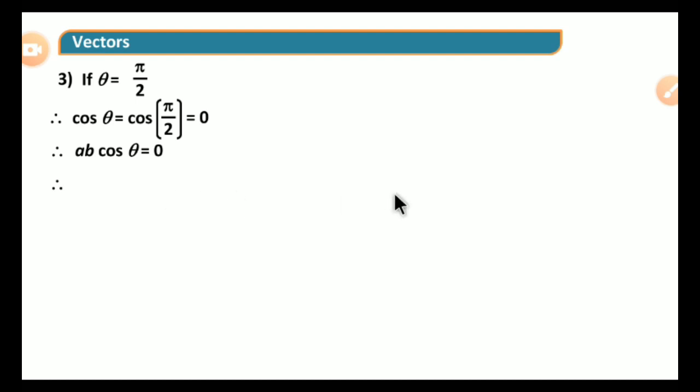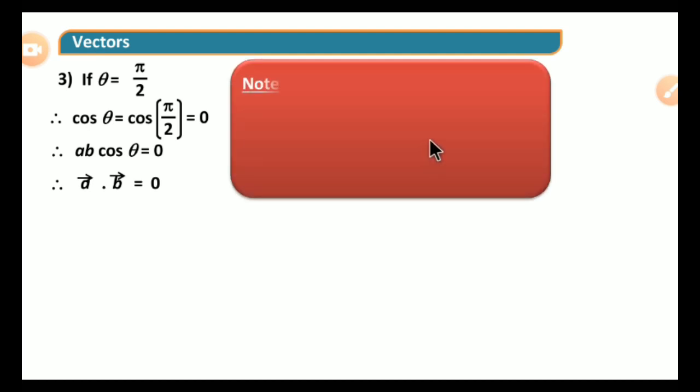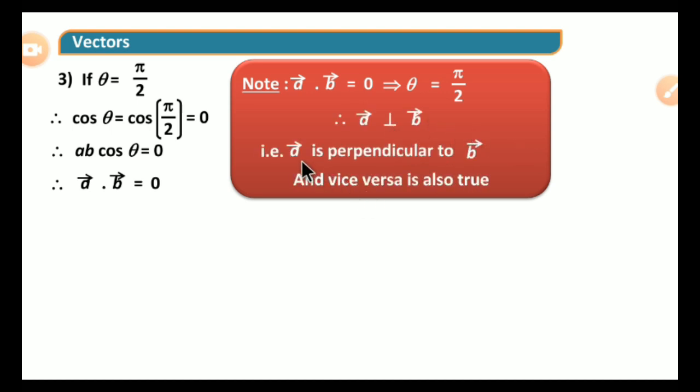Then by the definition of dot product, AB cos theta is equal to A dot B, which is also equal to 0. Means if theta is equal to pi by 2, then definitely A dot B equals 0. Then what does it mean? Here we will take one note. A dot B equal to 0 means vector A dot vector B equal to 0. Then here we have the angle pi by 2. Pi by 2 indicates that A is perpendicular to B. Vector A is perpendicular to B, and vice versa is also true. Means B is also perpendicular to A.